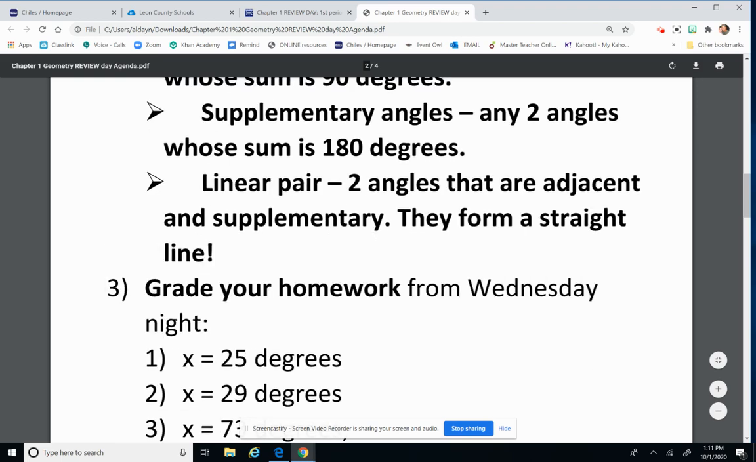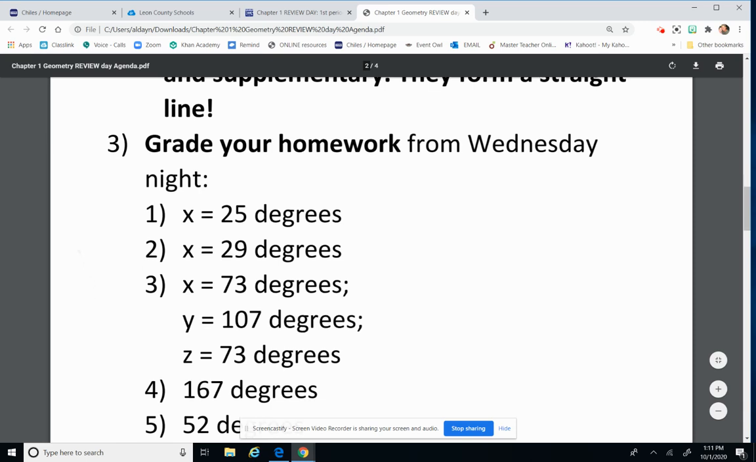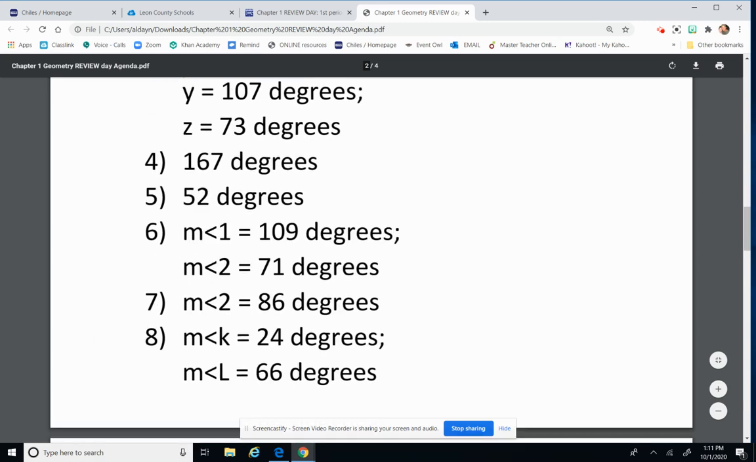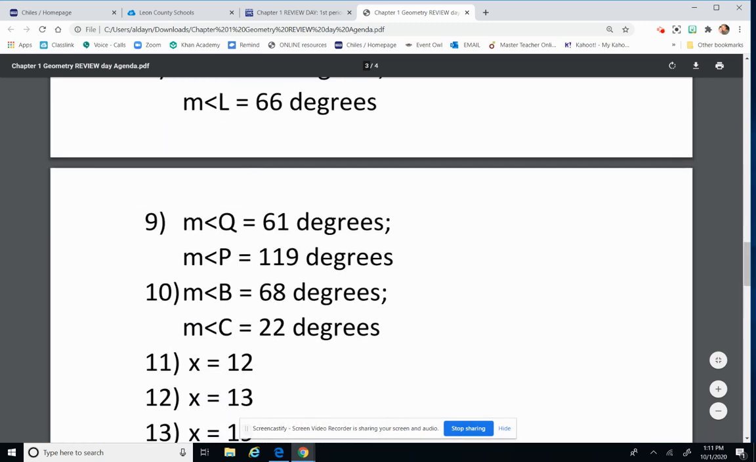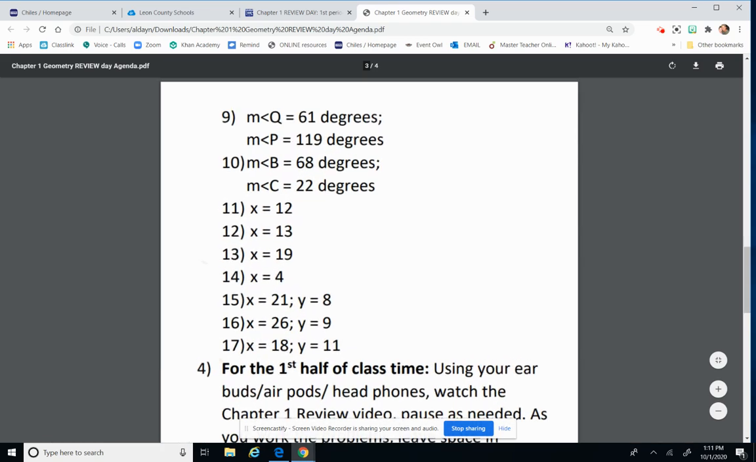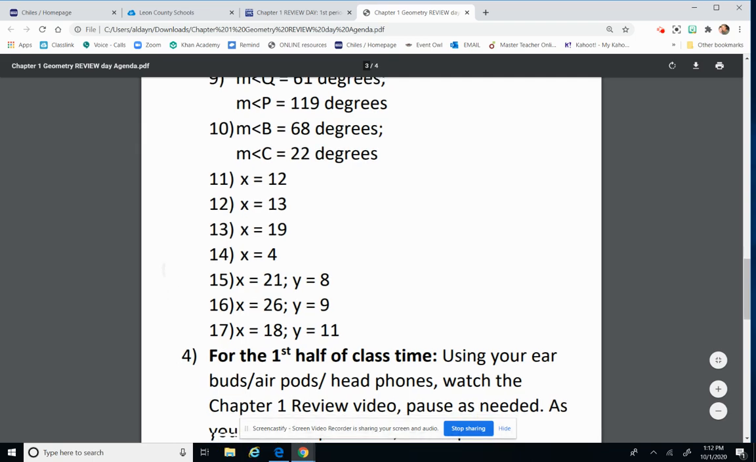All right, the next thing I want you to do is to go ahead and pause this and grade your homework from Wednesday night. So you have this attachment, so you're not really waiting for me to go down and look at it, but here are problems 1 through 8, and you have problems 9 through 17. Now remember, you had to do problems 1, 2, and 3, and then after that, 4 through 17, you either chose just odds or just evens.